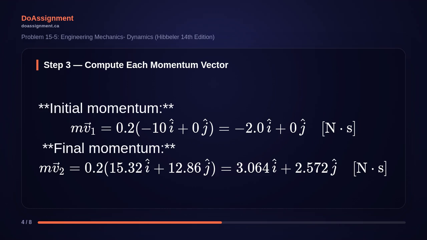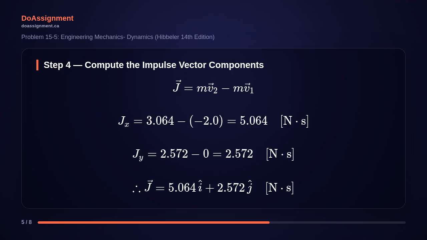Multiplying each velocity vector by the mass of 0.2 kilograms, the initial momentum is negative 2.0 in the x direction and 0 in the y direction. The final momentum is 3.064 in x and 2.572 in y, both in Newton seconds.